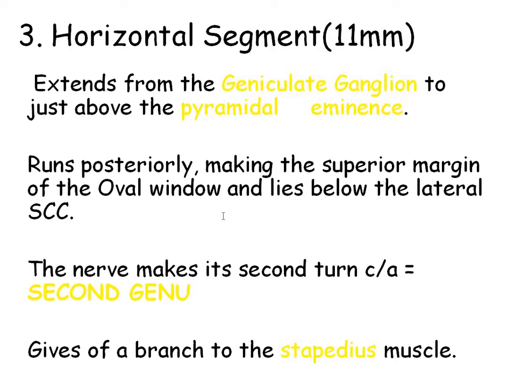Now from there it takes a turn, known as the second genu, and gives a branch to the stapedius muscle. The role of the stapedius muscle is basically to dampen loud noise, and palsy of this muscle may lead to hyperacusis.